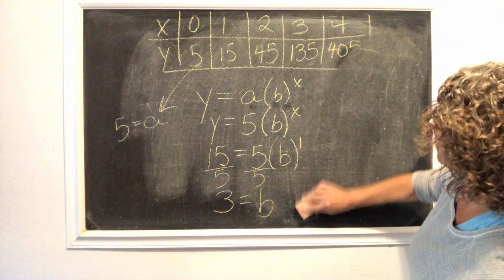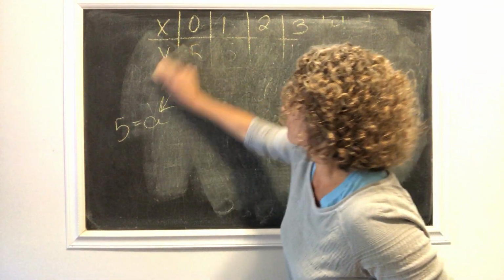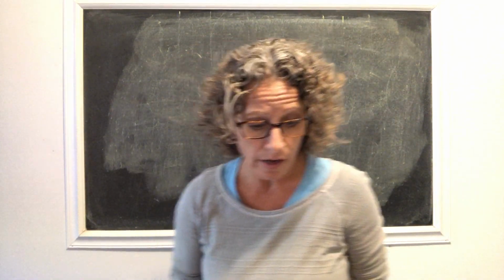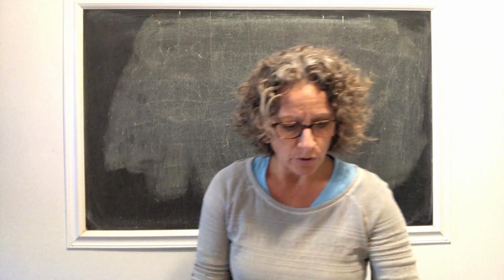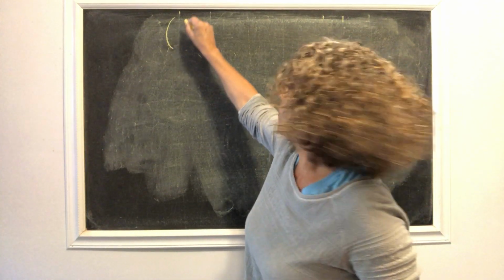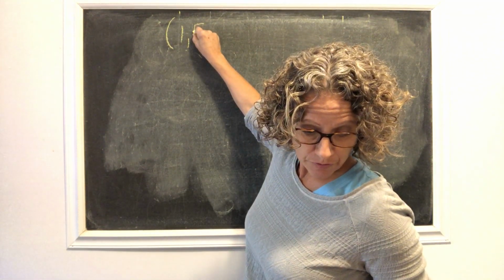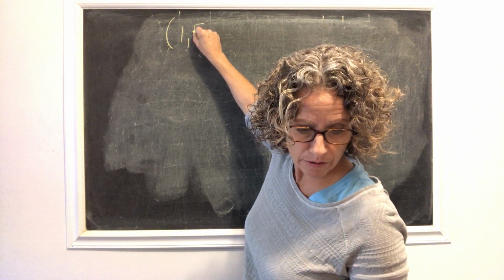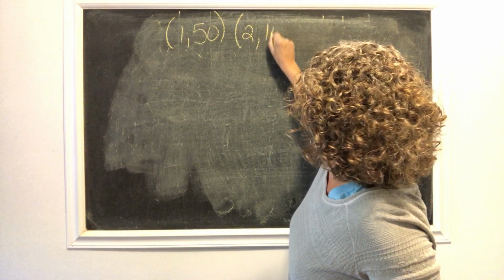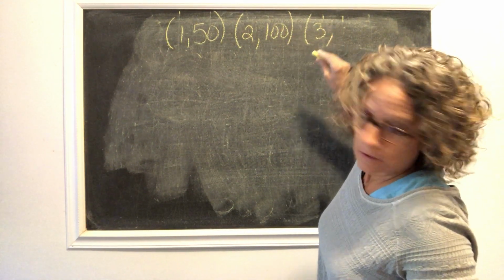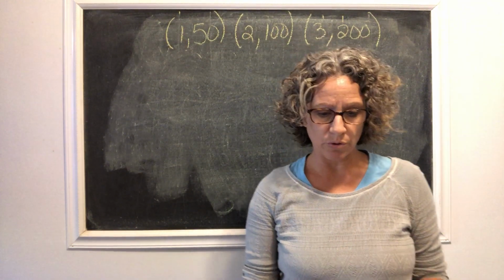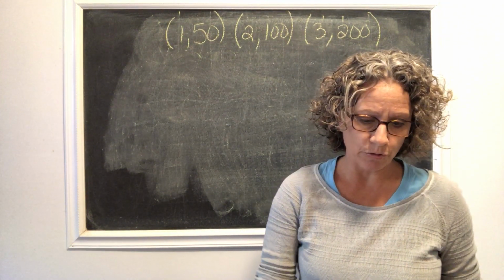Okay, now we're going to do one where we don't know the y-intercept. Because sometimes you're lucky and you get the y-intercept, and sometimes you're not, and you don't know what the y-intercept is. So let's take this next problem where I'm given points 1, 50, 2, 100 and 3, 200, and I'm given those 3 coordinates, and I'm told figure out the function and the growth percentage.